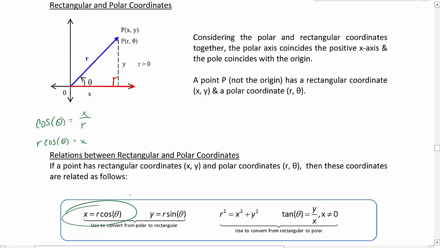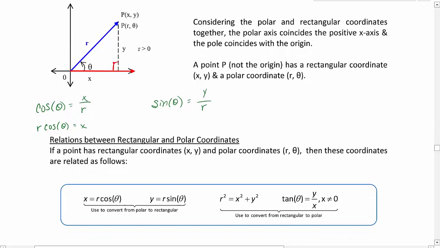The next one is y equals r sine of theta. I'm going to go back to my right triangle here in SOHCAHTOA. Sine, we know, is our opposite over our hypotenuse, y over r. And if we solve this for y, we get r sine of theta is equal to y, and that's our second relationship. You'll see I've noted here that we use these two usually when converting from polar form to rectangular form. And that makes sense because x and y are solved, and that's what we need for our rectangular coordinates.